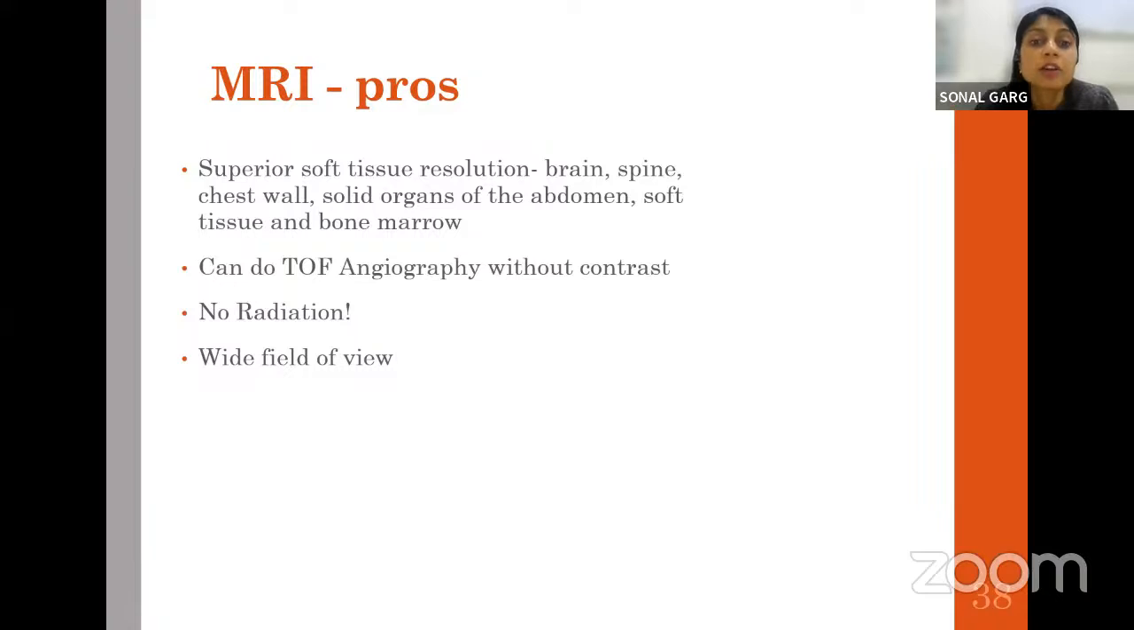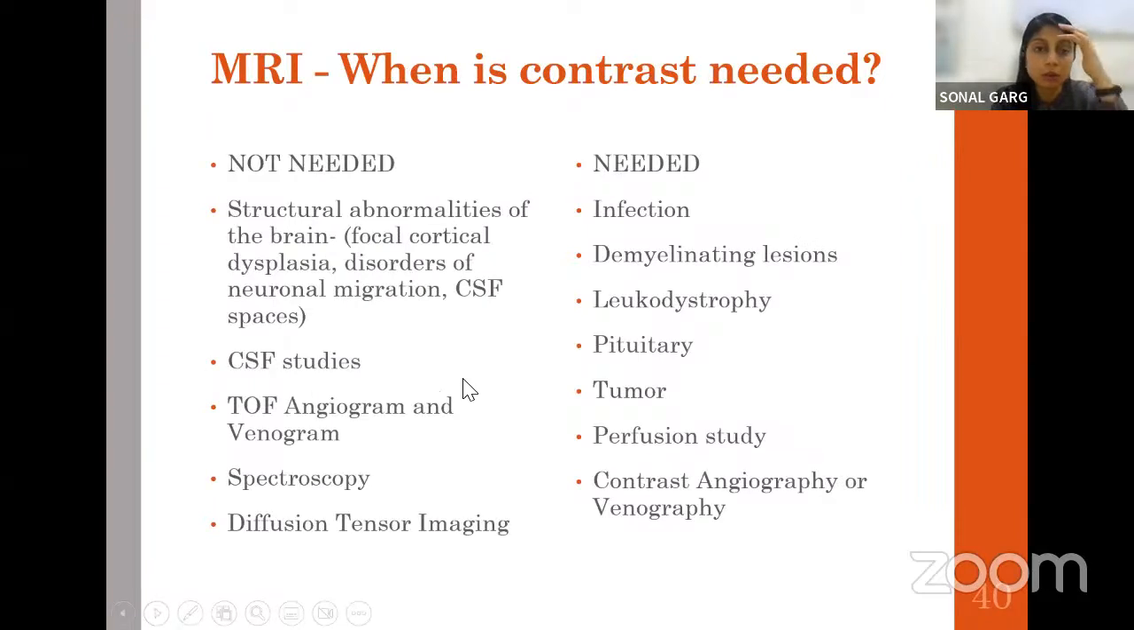cut open. Another major advantage is that you can do a time of flight angiography in MRI without contrast. So when you have a patient who has a renal compromise, you don't need to give a contrast, as there's obviously going to be an issue with the kidney function. There is no radiation, so it is a very nice imaging modality for children and for pregnant women also, as I will show you later. And it has a wide field of view, so you can image a large area in one go.